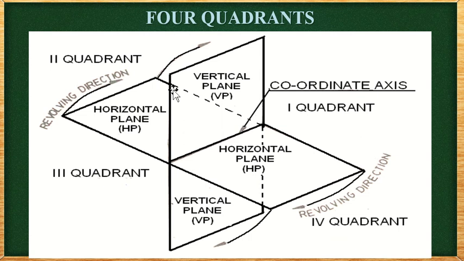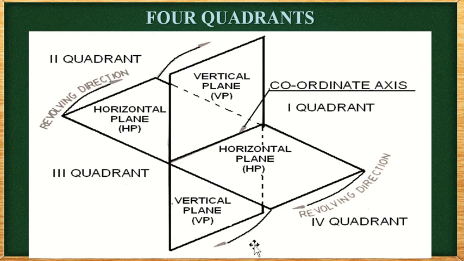Object is placed in the second quadrant, that indicates the object is placed behind VP and above HP. Similarly, when moving to the third quadrant, the object placed in the third quadrant means the object is placed below HP and behind VP. Below HP and behind VP. Similarly, in the fourth quadrant, the object placed in the fourth quadrant means the object is placed below HP and in front of VP.